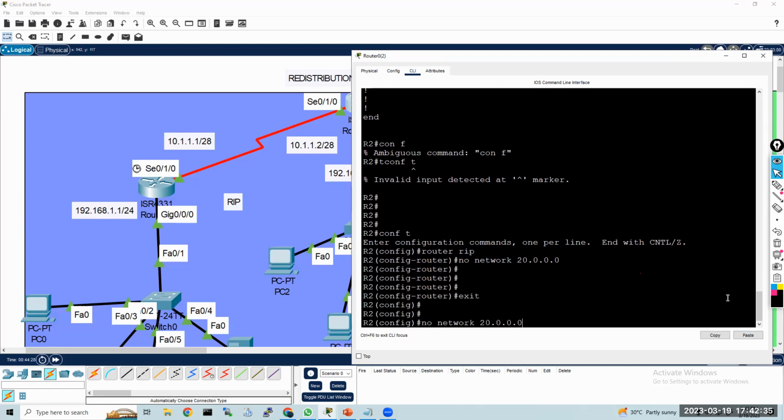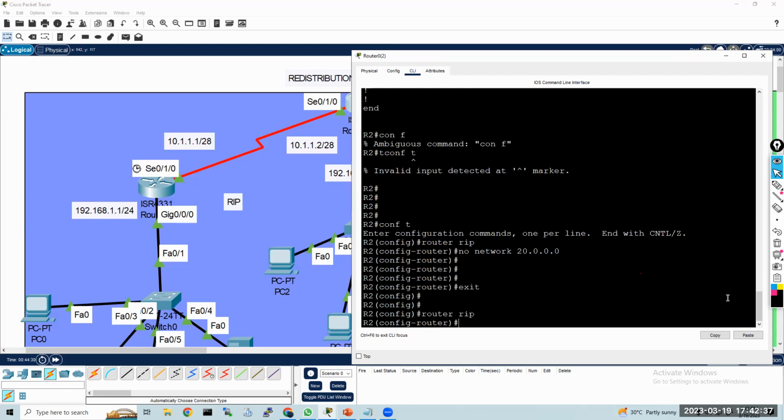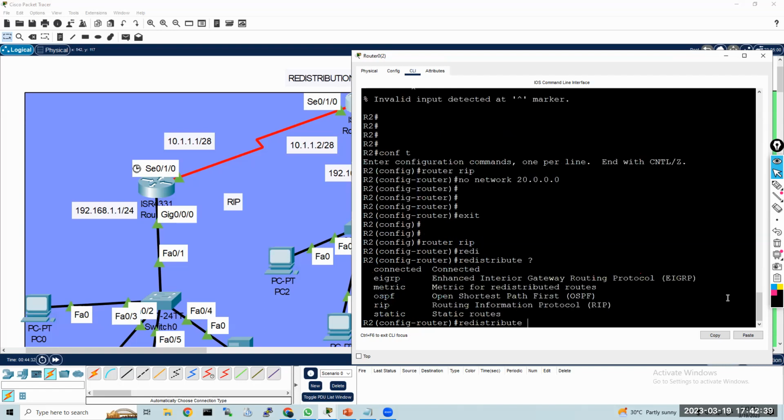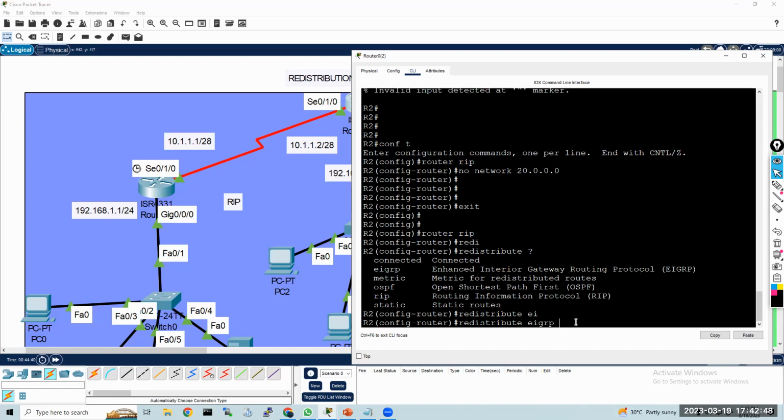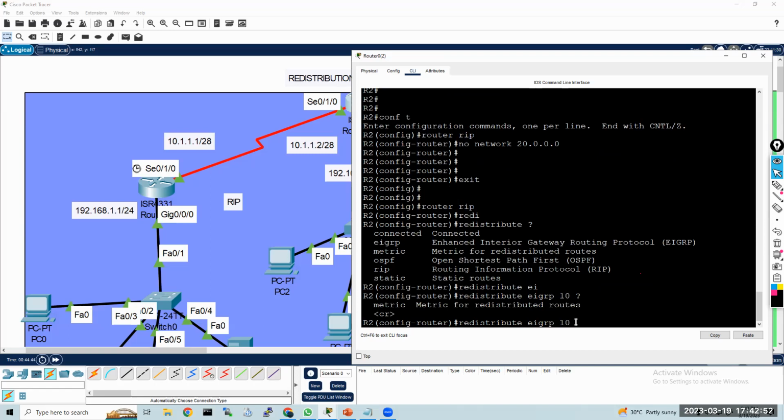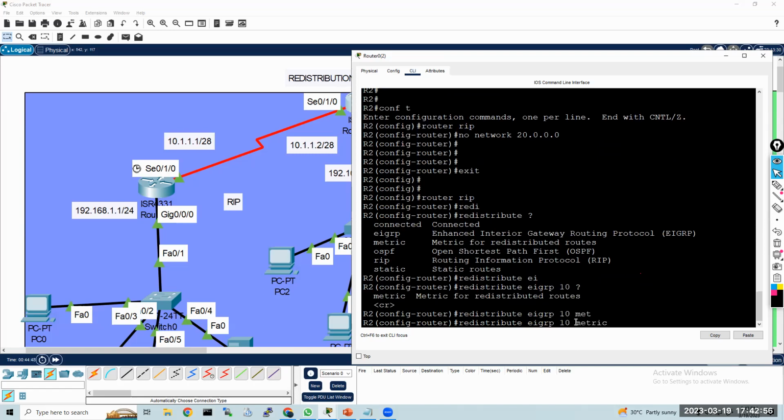Okay, so then I will go RIP, redistribute. Okay, what do you want to redistribute? I want to redistribute RIP into EIGRP. Okay, that is EIGRP 10, right? I have given that in router 3. So EIGRP 10, so metric.